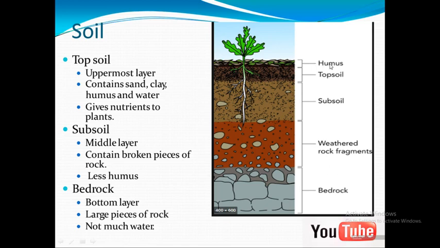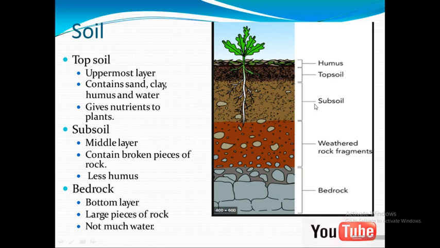Vitamins. Topmost. So the topsoil is the uppermost layer. It consists of clay, sand, humus, and water. Here a lot of minerals and food are present for the plants. It gives nutrients. Nutrients is nothing but food that is supplied to plants, right? You eat food, you drink water, so something like that. This nutrient is food for the plant. It gives food to the plant.